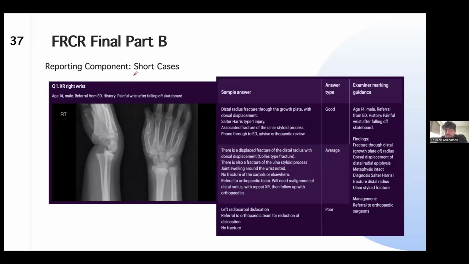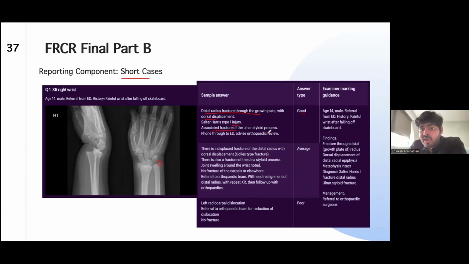So one of the examples that is given on the RCR website is an X-ray like this, where you see a fracture of the distal radius. This is how the RCR grades it. A good answer will be: distal radial fracture through the growth plate with dorsal displacement. This is a type 1 Salter Harris fracture. So what will you do? Associated fracture of the ulnar styloid is also seen, phone through to the ED and advise orthopedic review. So this is a very good response.